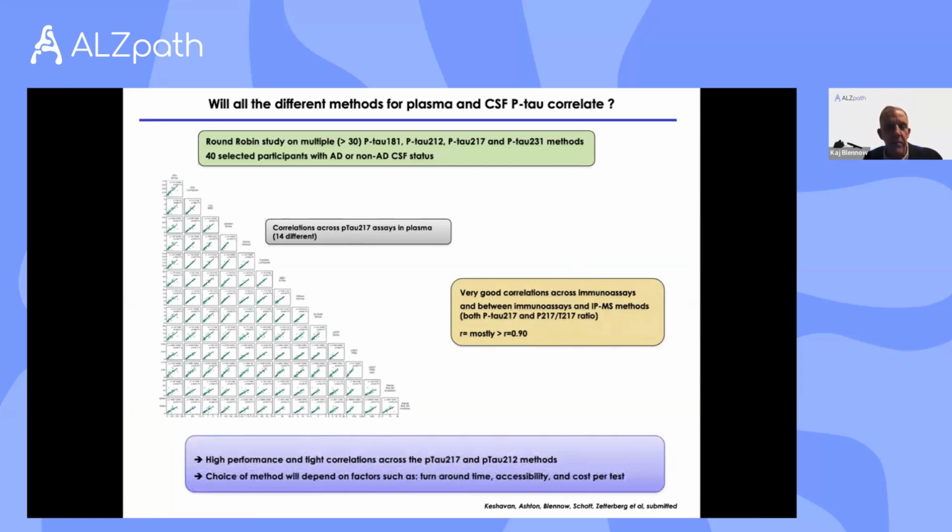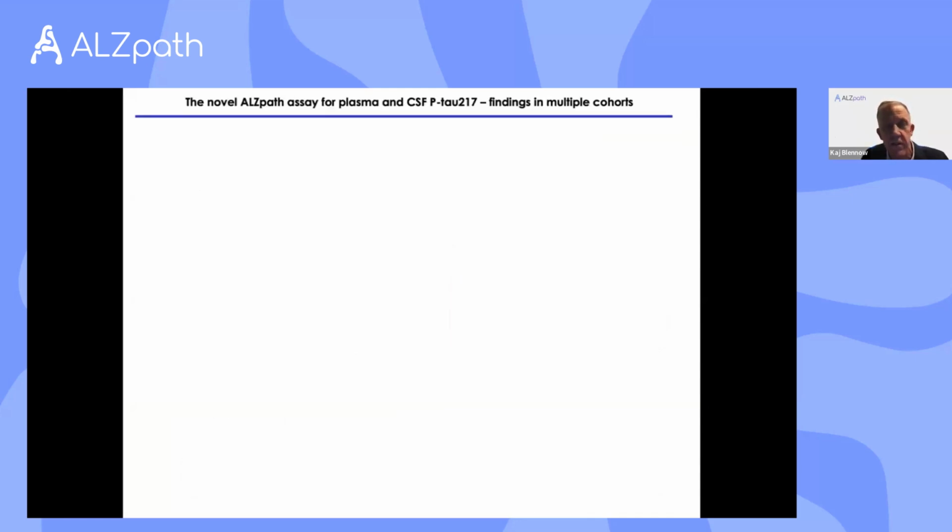So maybe it will be like this on the path to the clinical implementation, as my title is, that the choice of method will depend on factors such as need of automation and accessibility of assays, and of course the cost per test for the assay. So let's move on from here.